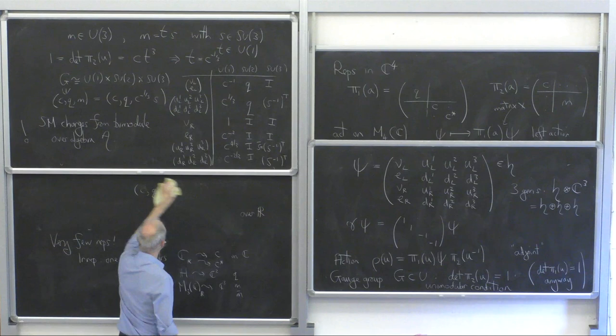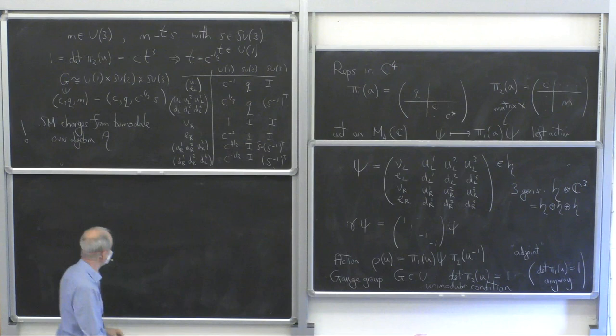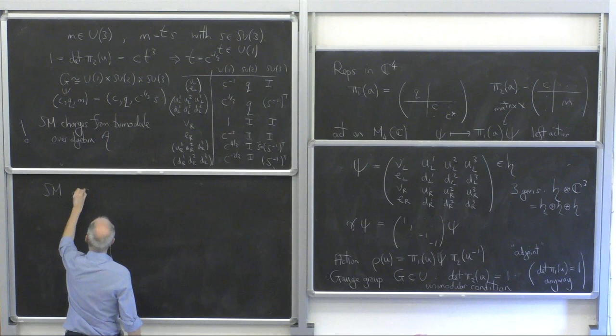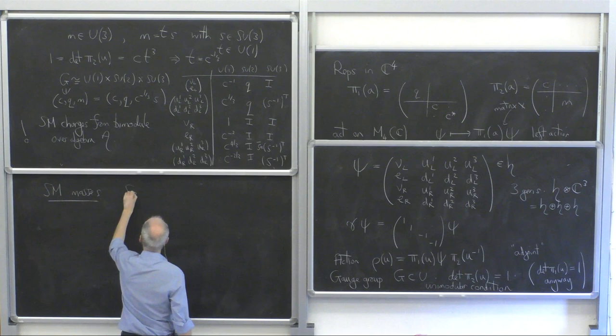So now I'm on to the next chapter. The last chapter was called charges. This is called masses. I want to make this into a spectral triple. So I kind of almost did it, but not quite.